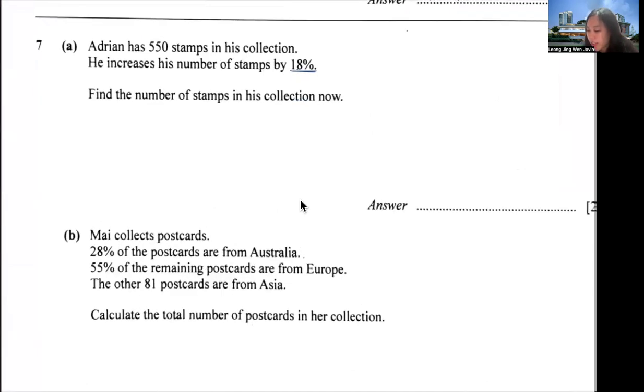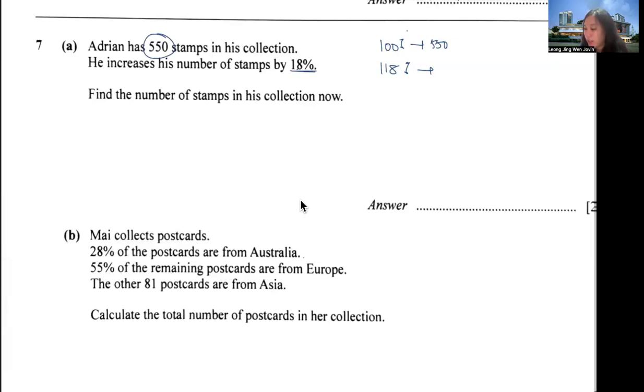Right, so at the start, he has 550. So 100% of his old stamps, he has 550. Now I increase his stamp number by 18%, so my total new number is 118%. So how do I calculate?